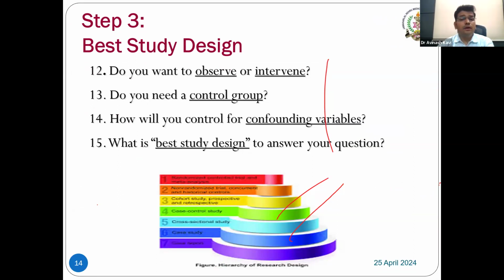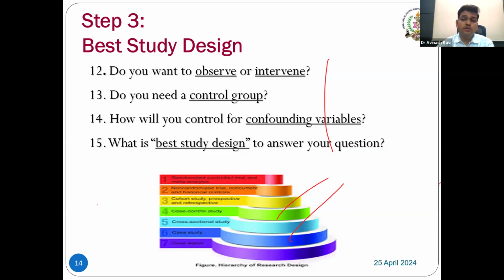And we should also look at, do we actually need a control group? Sometimes, whether it may be a placebo or when comparing with the standard of care, we need a control group. Whenever we don't have a control group, then comparison becomes difficult. So that depends on the type of research question that we have developed. And how do we actually control for the confounding variables?